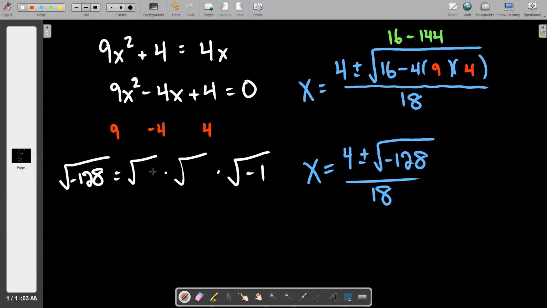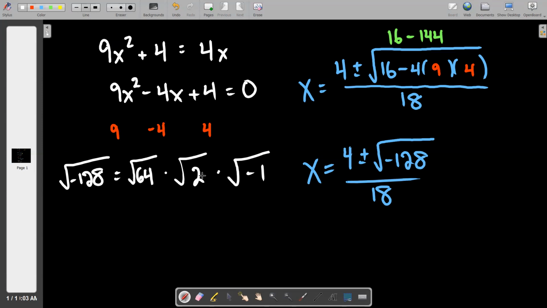Tienes que dividir por dos. Yes. So that's it, 64 times 2. How nice is that, that it worked for us so conveniently to just divide by 2. So we wind up with a 64 and a 2.